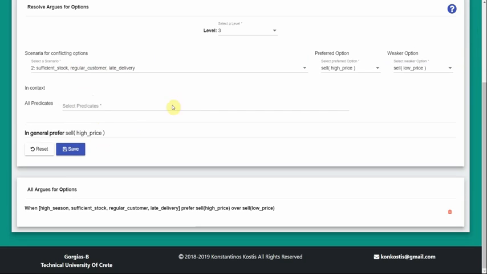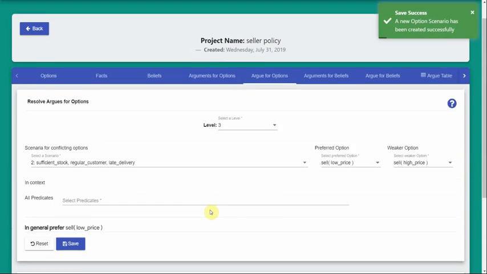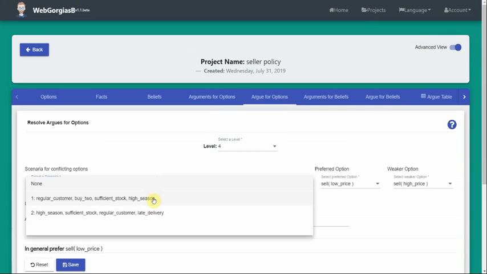However, the default is again to sell at low price. So I prefer low over high. In general, I prefer to sell in low price. I save this default preference too. And you'll see it at the argues for options here. All right. So now if I go to the fourth level that is now available, you'll see my two exceptions with the high season here for the two scenarios.